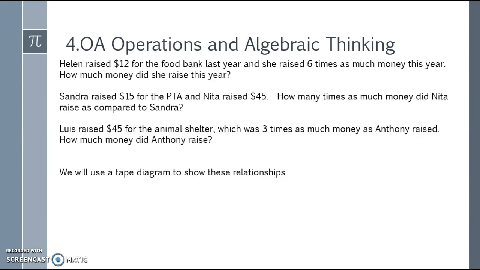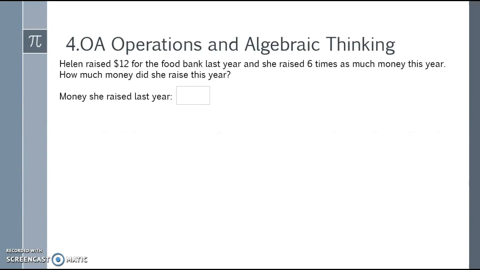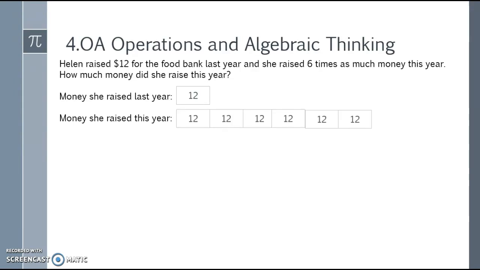We're going to use tape diagrams to show these relationships individually. So let's start with Helen. Helen raised $12 for the food bank last year, and she raised 6 times as much money this year. How much money did she raise this year? So last year she raised $12. We want to know how much she raised this year, knowing that it was 6 times as much. So I'm going to rewrite 12 6 times, so 6.